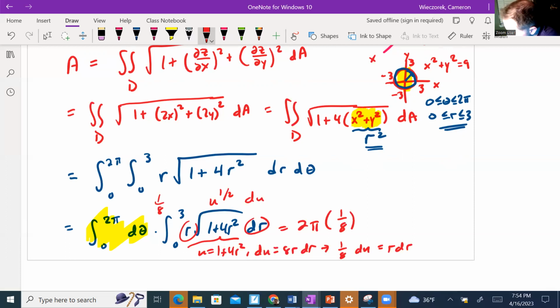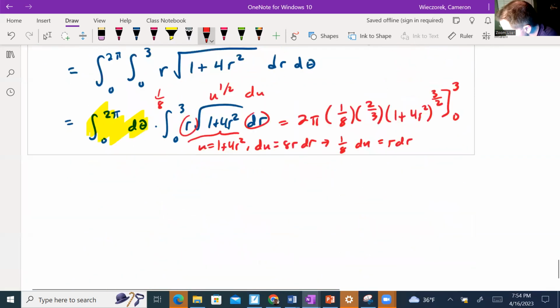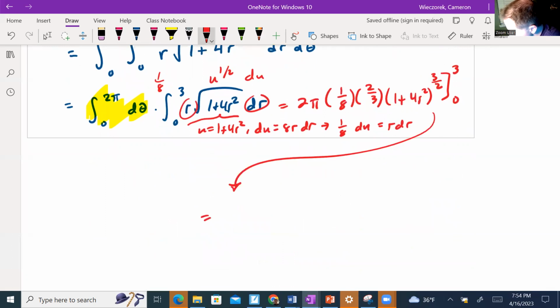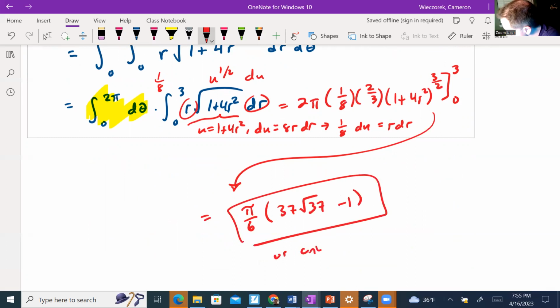And then if we raise and divide, we're going to get u to the 3/2 divided by 3/2, so times 2/3. I think I'm just going to put it back in terms of r. So this will be 1 plus 4r squared. That way I don't switch my bounds from 0 to 3. And if we do that, same example we did a while back, this is going to be, you can do some cleanup on your own later if you want. This will be pi over 6 times (37 root 37 minus 1). And I'll say or any equivalent exact answer. You don't have to exactly have it look like that.